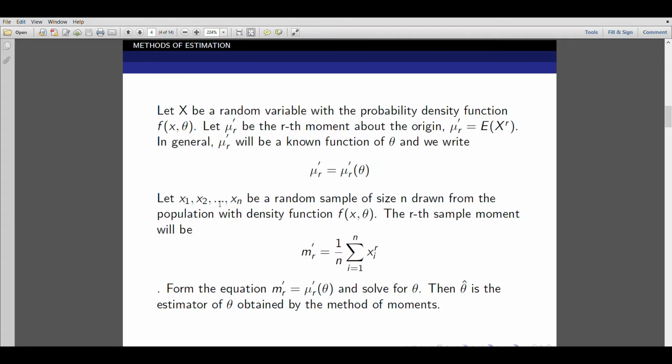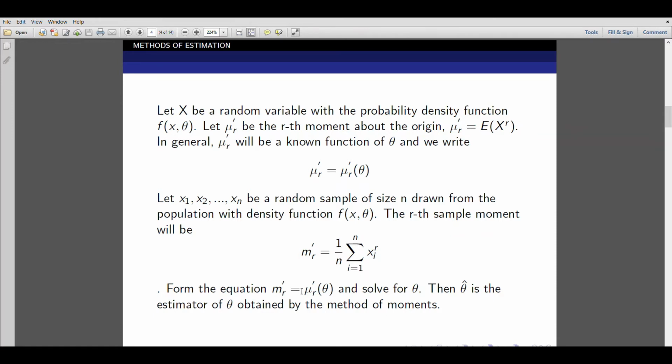Let x1, x2, etc., xn be a random sample of size n drawn from the population with the density function f(x, theta). The rth sample moment m r dash is equal to 1 by n into the summation i equals 1 to n of xi to the power r. From the equation m r dash equal to mu r dash of theta, and solving for theta, we get the moment estimator of the unknown parameter theta. The estimator is denoted by theta hat, which is the estimator of theta obtained by the method of moments.